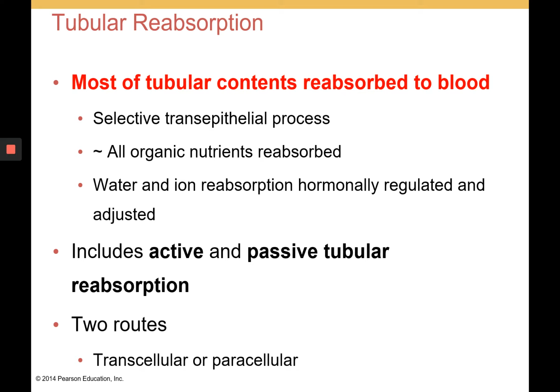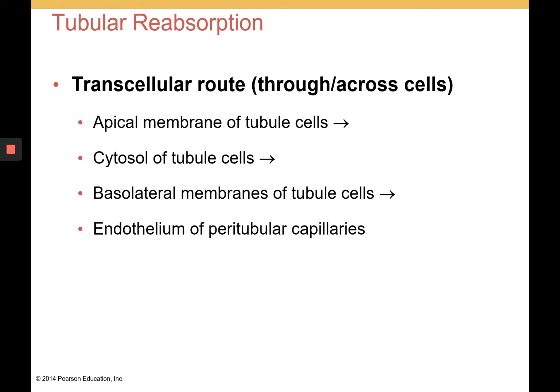Tubular reabsorption occurs mainly in the proximal convoluted tubule, and it's a selective process that includes both a transepithelial step or a step that is paracellular. Almost all organic nutrients can be reabsorbed or reclaimed after glomerular filtration, and we'll see that this involves both active and passive tubular reabsorption, and the 2 routes are transcellular or paracellular.